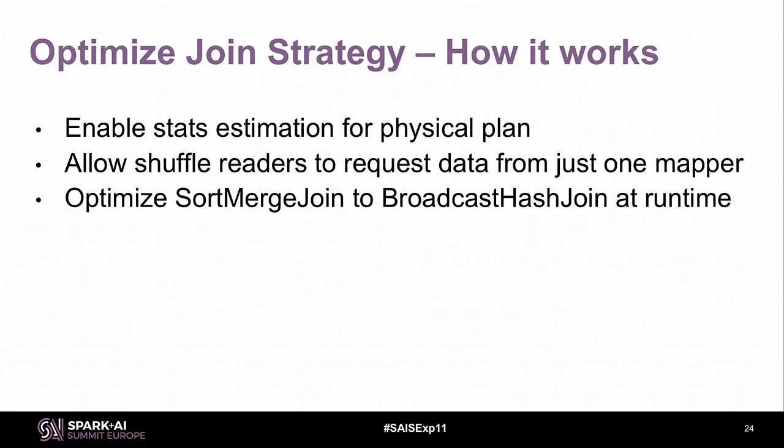Okay, to achieve that, the main work includes: first, we need to enable the statistics estimation for the physical plan. It is similar to the CBO's estimation solution, but the CBO does the estimation in the logical plan. We need to do it for the physical plan. And also, we need to allow the shuffle readers to request data from just one mapper. And finally, if one table is detected as small, the AE can change the plan at runtime.